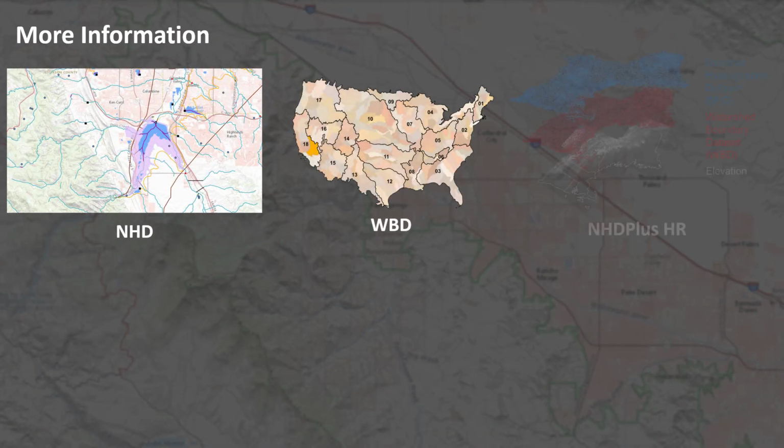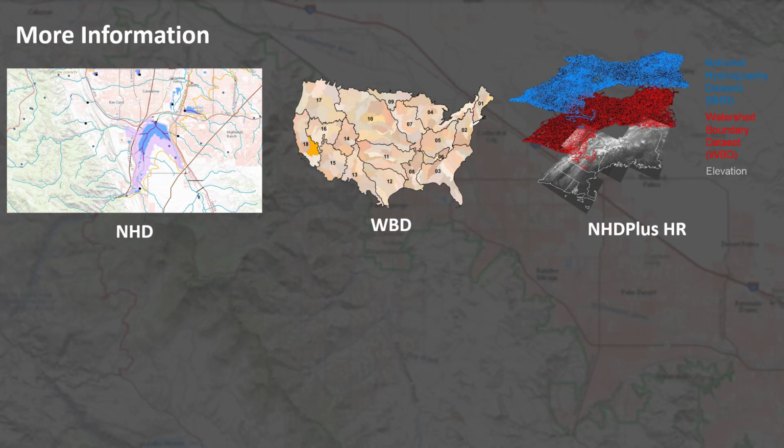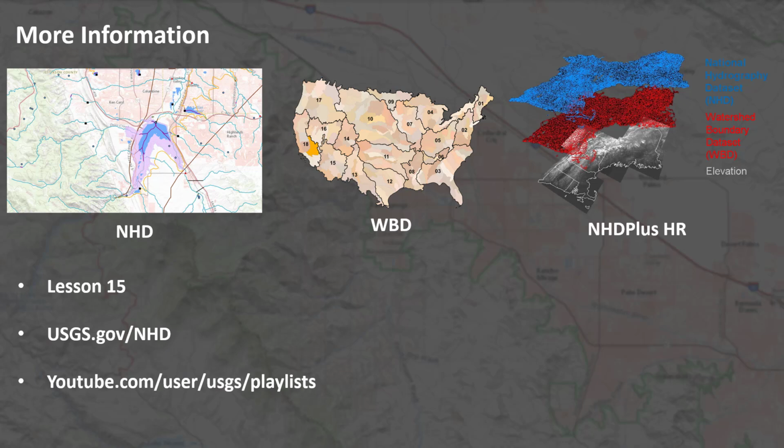This was just a very brief look at NHD, WBD, and NHD Plus High Resolution, and you will learn more in the Lesson 15 TNM training series. In addition to these training videos, there is extensive documentation and user resources such as tutorials, standards, and feature details that can be found on the NHD website at usgs.gov/NHD. The USGS also has a National Hydrography Datasets playlist on the USGS YouTube channel.